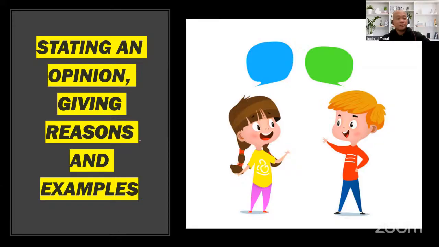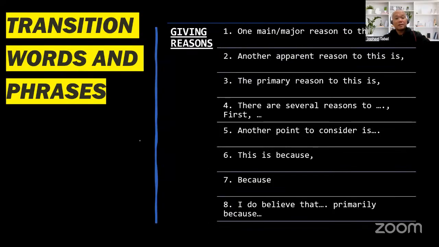For example, if the question is asking you to give reasons, then the candidate can use transitional words and phrases to give reasons. So we have here, for example, "one major reason," "the primary reason for this," "there are several reasons for this," et cetera.